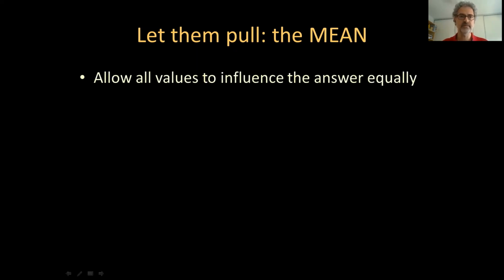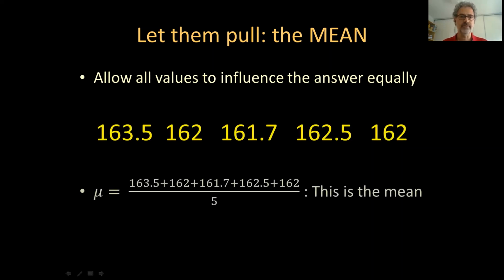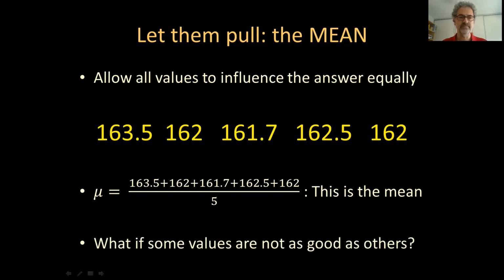Finally, the third approach, one that you are certainly familiar with, is to allow all values to influence our answer in the same way. So if we have these 5 observations, what we can do is to add them up and divide by how many they are. And this is the mean, and it's symbolized with this Greek letter mu.